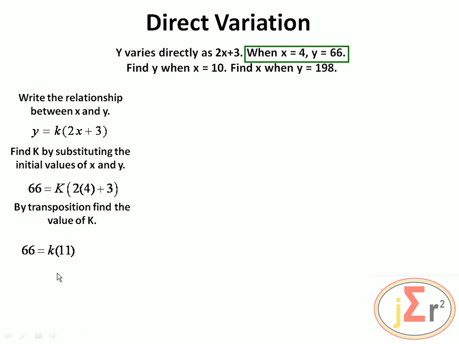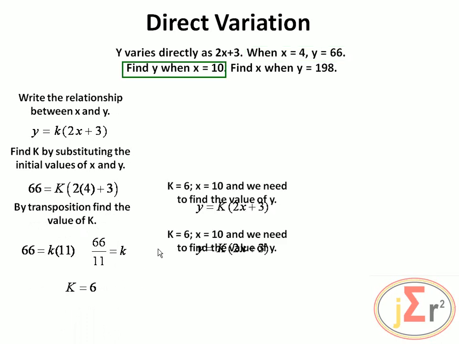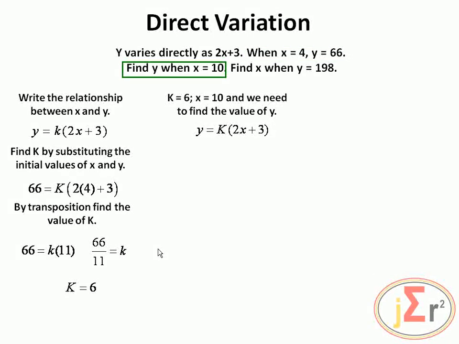So if we are going to transpose now, what will we get? 66 over 11 is equal to k, so k is equal to 6. K is equal to 6, x is equal to 10, and we need to find the value of y, because it says find y when x is equal to 10.